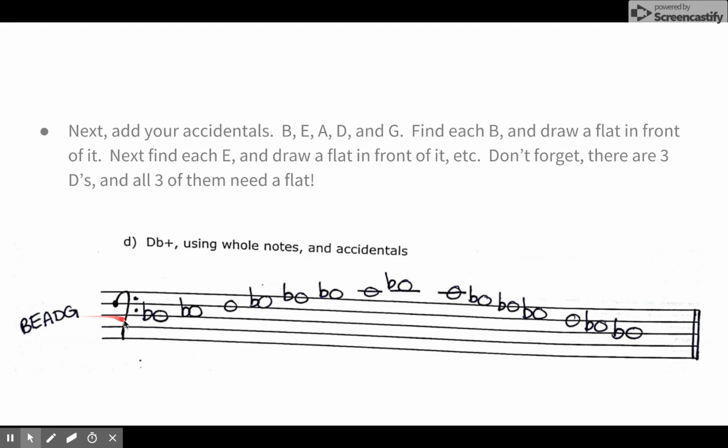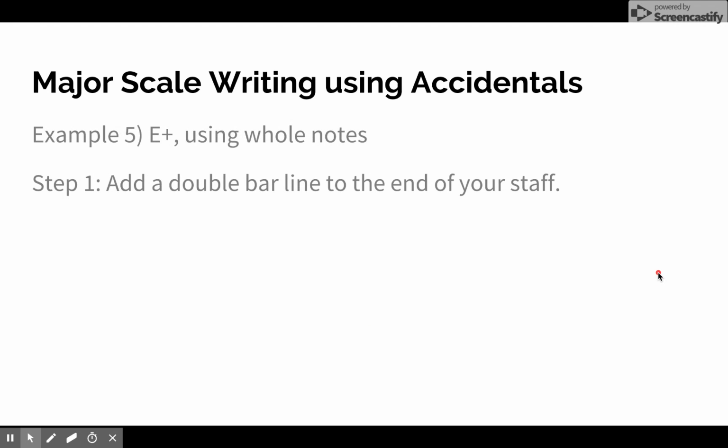Next, I'm going to go to E. All Cows Eat. Okay, so there's my E. I'm going to put my flat there, and I'm going to do it descending as well. And then you continue with A, D, and G. Once you have all the accidentals marked, this question is now complete.